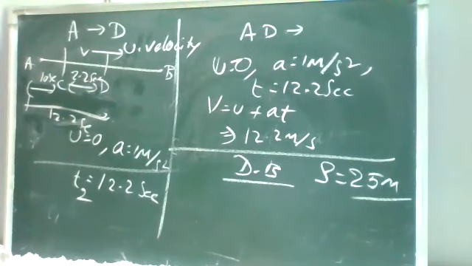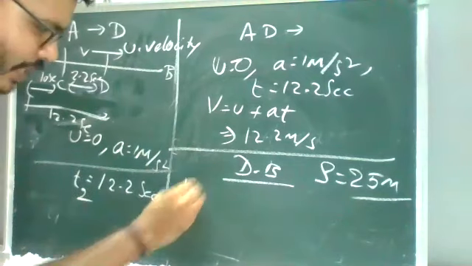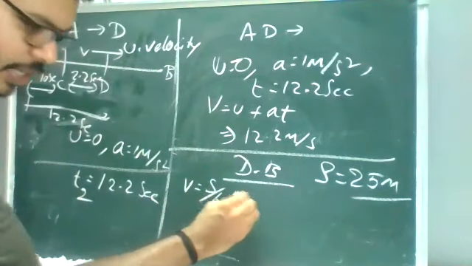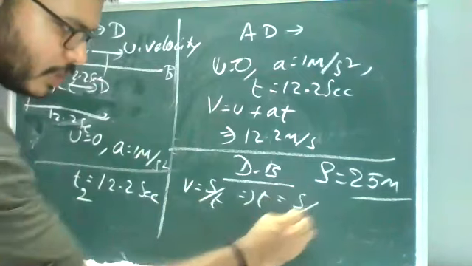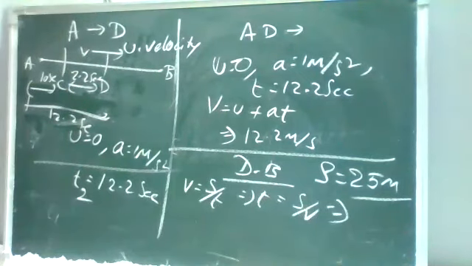Using displacement and velocity, we are going to find the time period. Velocity is equal to displacement by time period, so time period is equal to displacement by velocity. So try to find it.